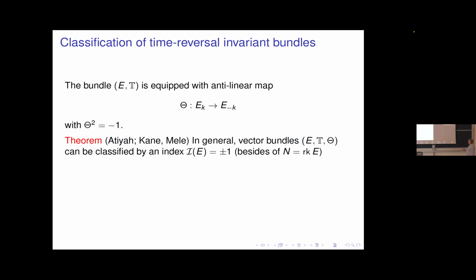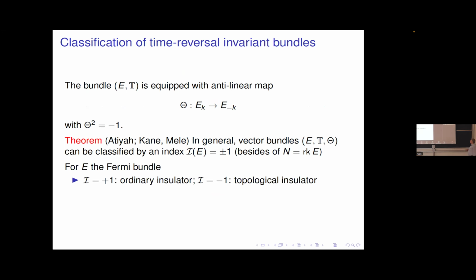Okay, and then you can ask how you classify those objects, and they can be classified by an index, which takes the values plus or minus 1, or the choice is 0 or 1, but let's use the multiplicative notation. And if it's plus 1, that corresponds to the identity element of this multiplicative group of two elements, then it's the ordinary insulator. If it's not the identity of the group, then it's something more fancy, and it's the topological insulator.